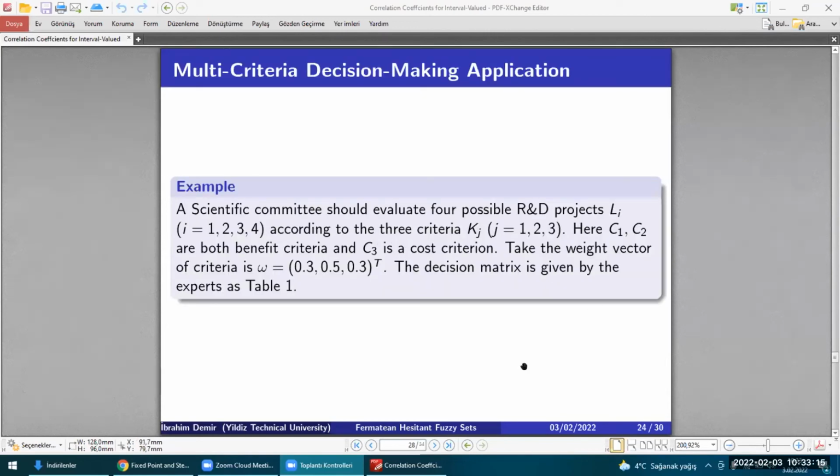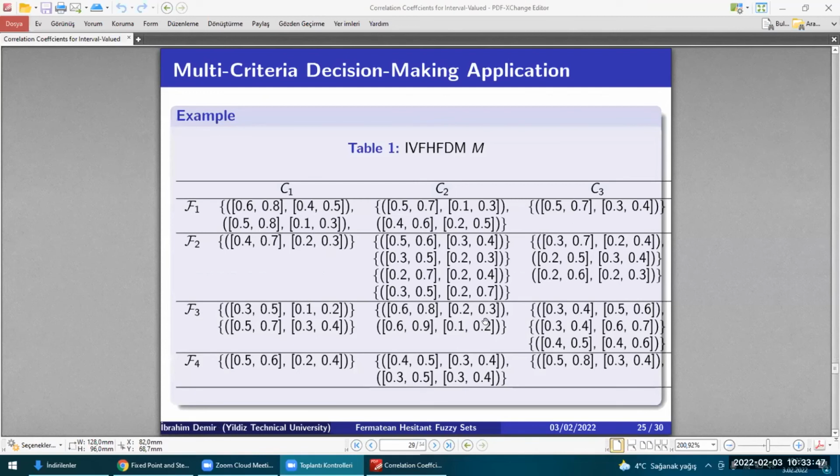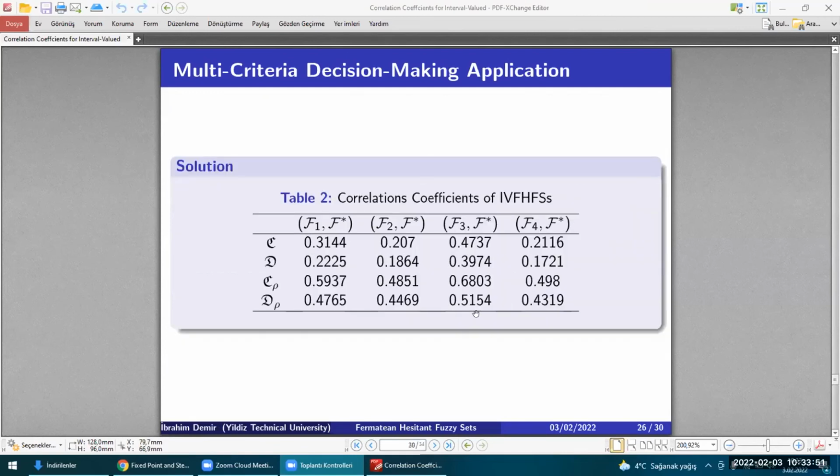Then another example, multi-criteria decision-making methods. A scientific committee should evaluate four possible projects Li according to three criteria Ki. Here, C1 and C2 are benefit criteria, and C3 is the cost criterion. Take the weight vector of criteria like this. The decision matrix is given by the expert as a table like this. Then the correlation coefficient is calculated. Then we evaluate these solutions. Then F3 has the highest value like this.